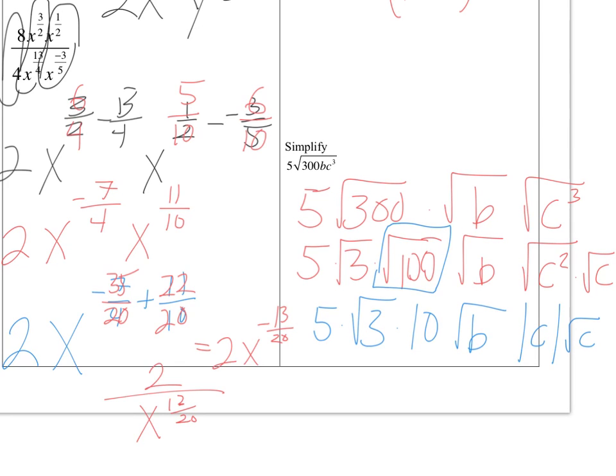Finally, I'm going to write anything that's not in a square root out front. So we've got 5 times 10 times the absolute value of c, which would be 50 absolute value of c. Again, if you just wrote c, you'd get credit for it. And then we've got square root of 3 times square root of b times square root of c, which would end up being square root of 3bc if you reassembled that. That's about as simple as we can get.